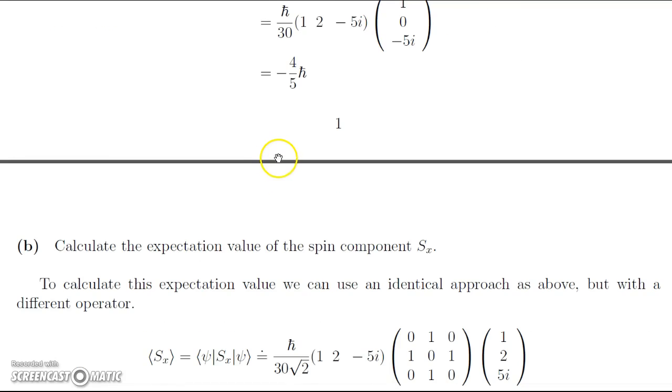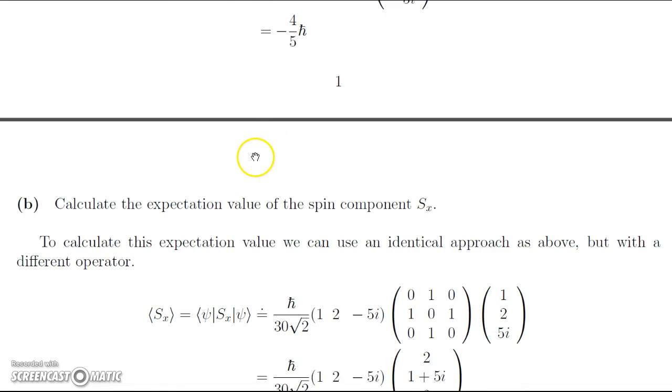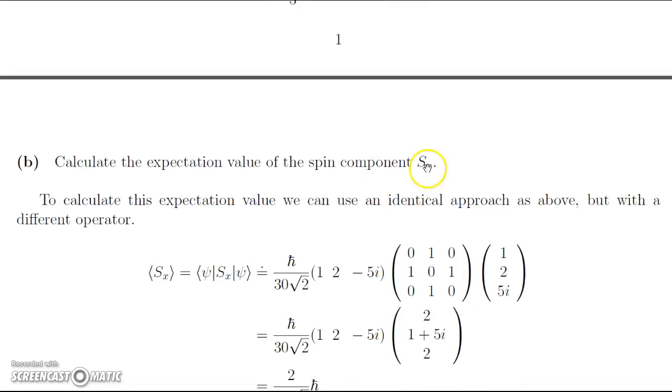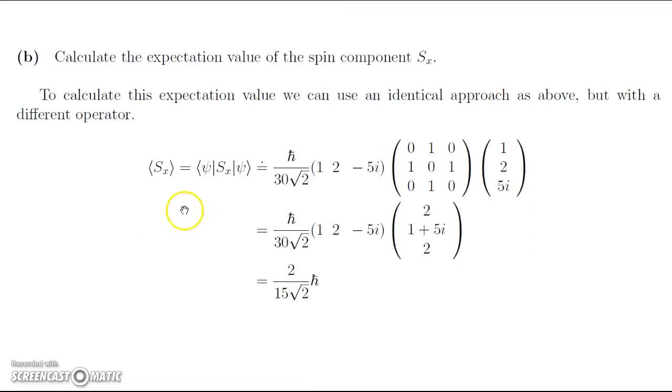So now we're going to do a similar calculation as we just did, but we're going to do it by calculating the expectation value of the spin component S_x. So we're going to look at the x component operator this time. So we're going to use an identical approach by operating in similar ways as we did before, but now we have an h bar over 30 times root 2. This is because of the h bar over root 2 that comes from the S_x operator in matrix representation form.